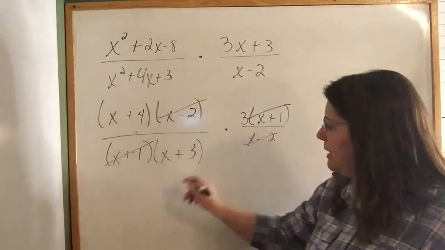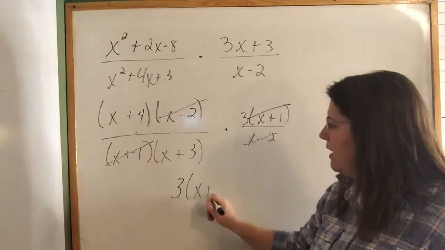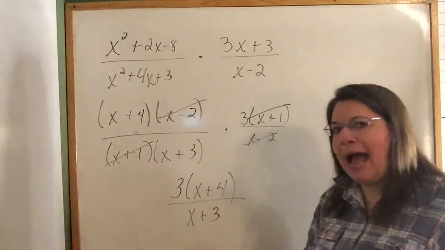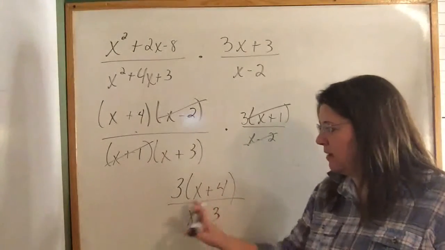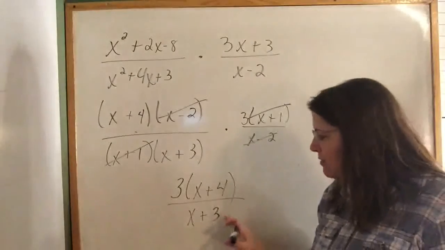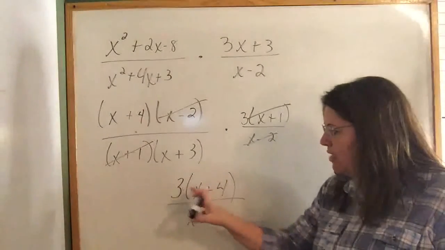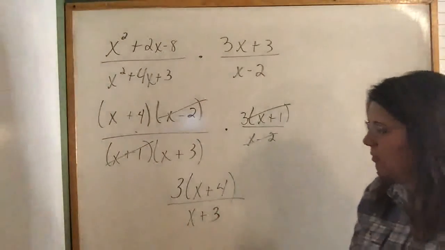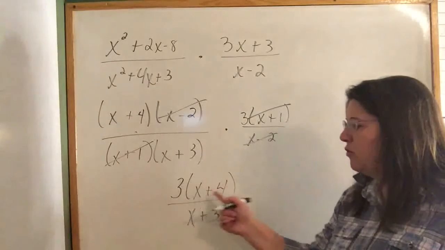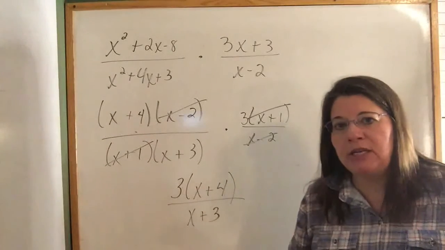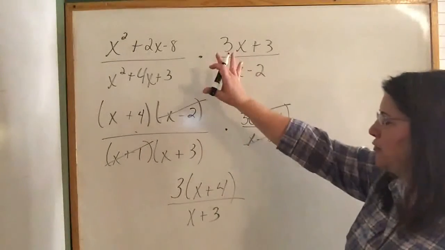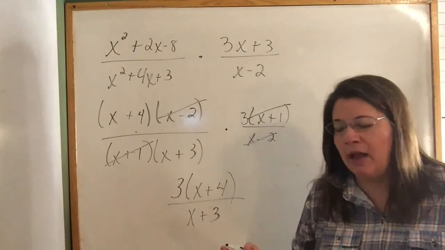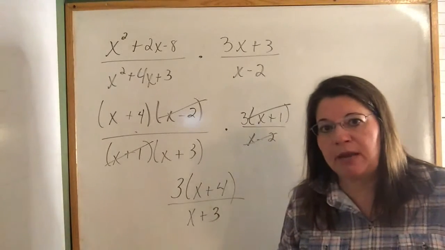On the top, I'm left with a 3 times x plus 4 over x plus 3. Remember, I cannot cancel the x's because they're attached with addition. I cannot cancel the 3. This one's attached with multiplication, but this one is attached with addition, so it cannot be canceled. This is all I can do with this one. Another acceptable answer would be to distribute the 3 on the top, but there is no need to do that. I always tell my students, once you've factored it and canceled what will cancel, just write what's left beside each other. Don't try to multiply them out, because that's another place where you could potentially make a mistake.